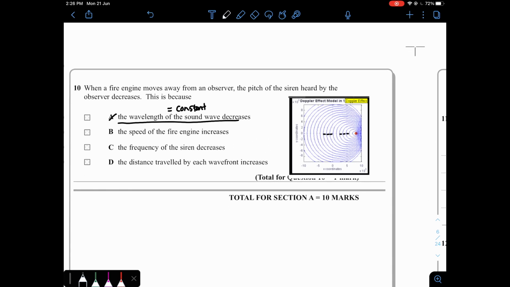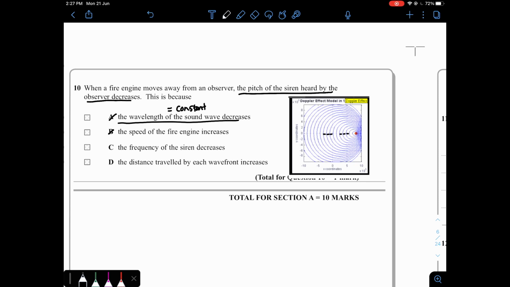The speed of the fire engine increases. We can't say this answer is correct, because the information given to us does not indicate that the speed of the fire engine is increasing. All we have been told is the pitch of the siren heard by the observer is decreasing. That's all we've been told. Okay, so now we go for frequency.